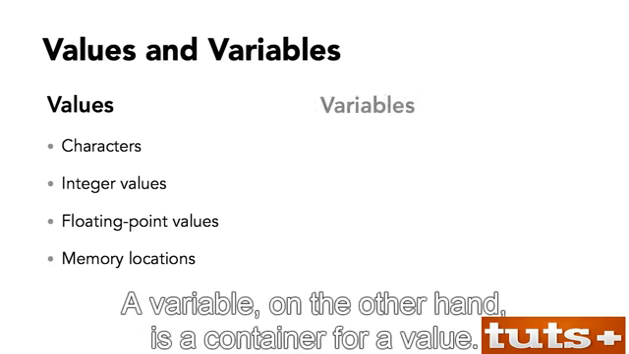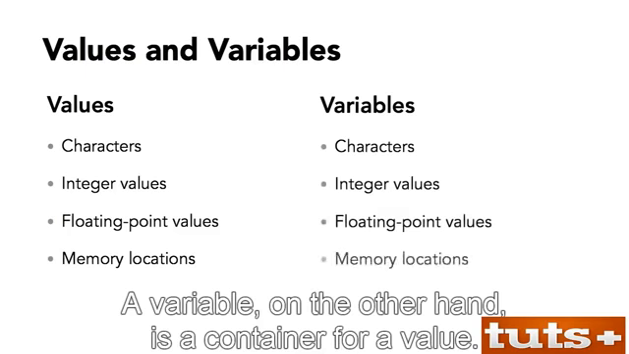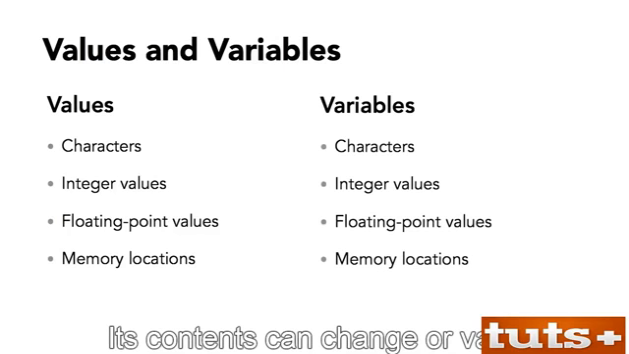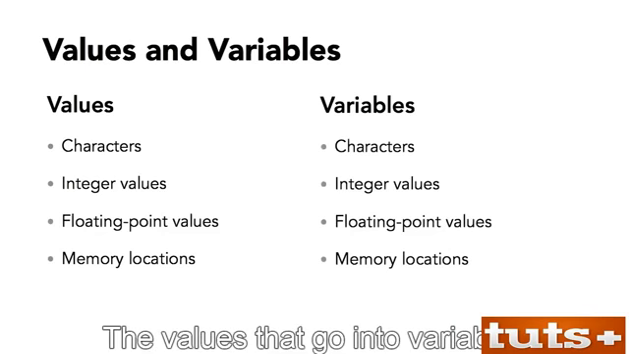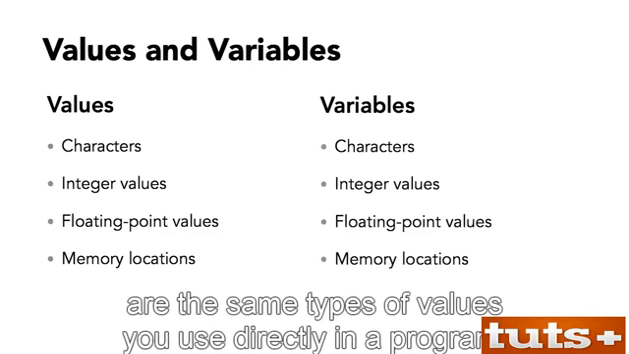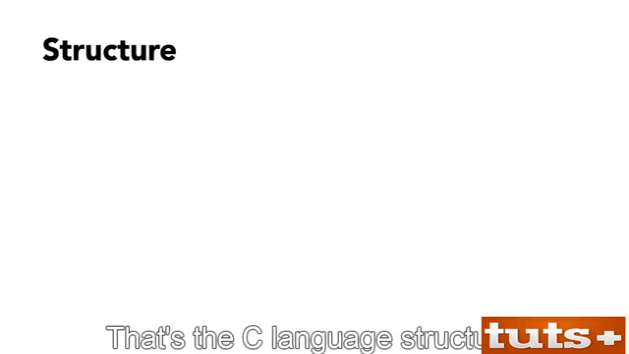A variable, on the other hand, is a container for a value. Its contents can change or vary, which is why they're called variables. The values that go into variables are the same types of values you use directly in a program. All these pieces of the language must be used in a specific manner or order. That's the C language structure.